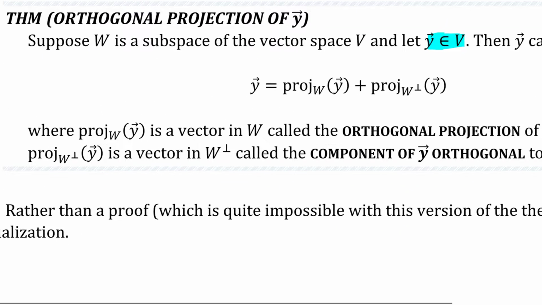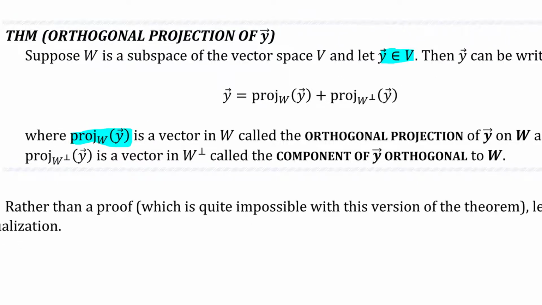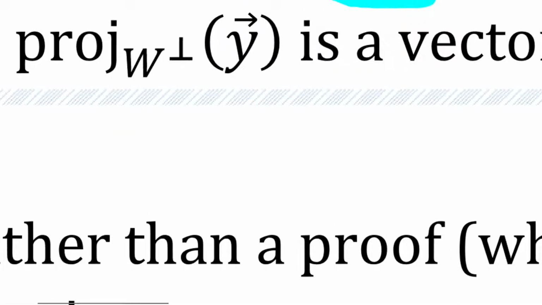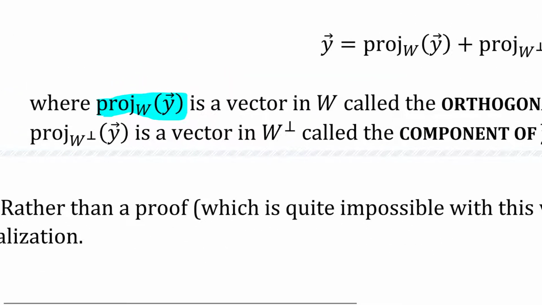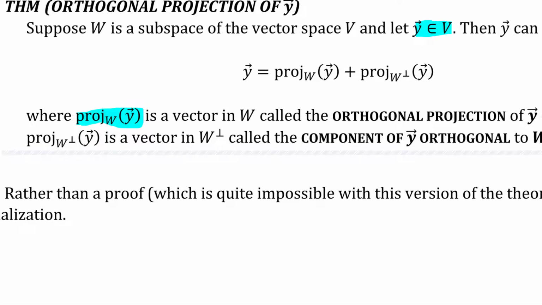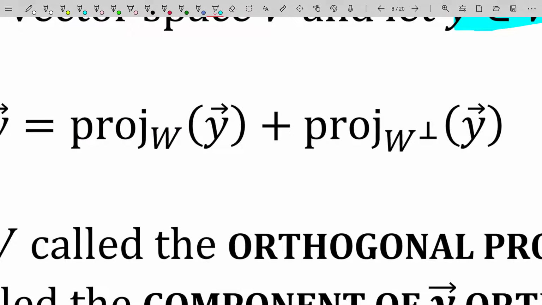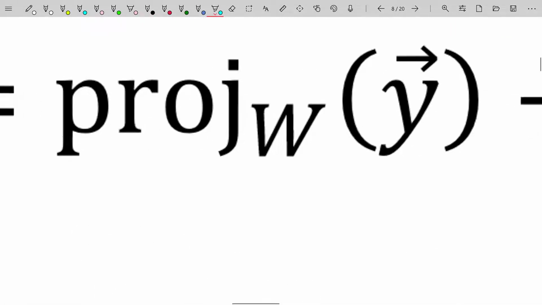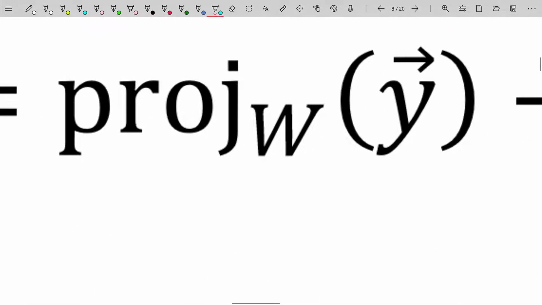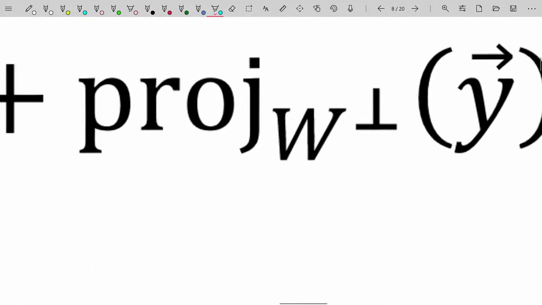where, as I just said out loud, this notation is called the projection of Y onto the subspace W, although officially it's called the orthogonal projection of Y onto W. And the projection of Y onto W perp is a vector in W perp called the component of Y orthogonal to W. It's important that we take the time to define what these notations are, because this is probably new to you. The projection of Y onto W and the projection of Y onto W perp.